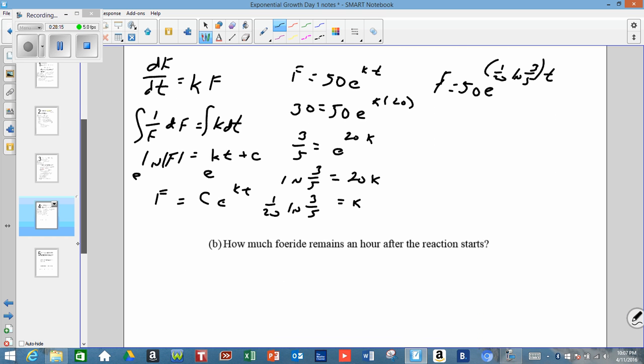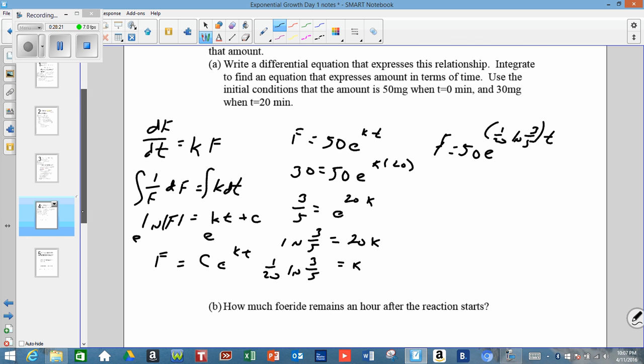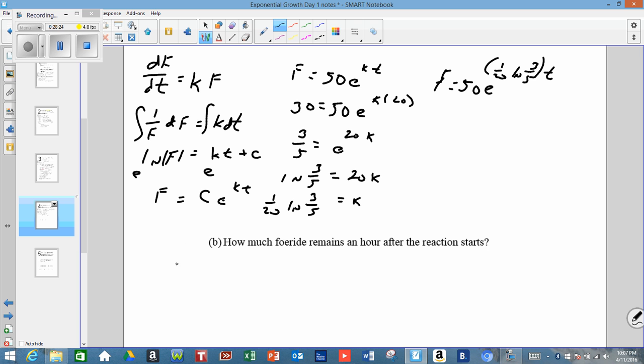Okay. Part B says how much fluoride remains after an hour after this reaction starts. Well, remember, we're using minutes, so an hour is going to be 60, so we'll plug 60 in for t. So F of 60 equals, I'm not going to write the whole thing out here. You would plug 60 in for t right there, and plug that into your calculator, and once you do, you should get about 10.8, and I think the units on this are milligrams, if I'm not mistaken. So 1 hour afterwards, there are 10.8 milligrams.